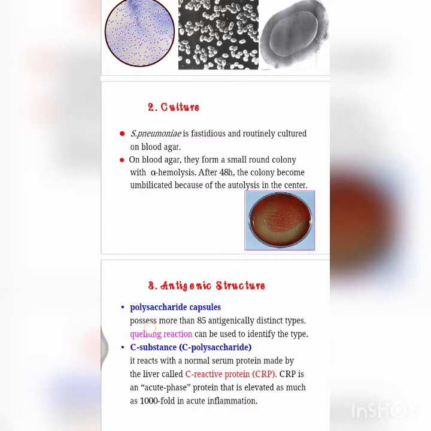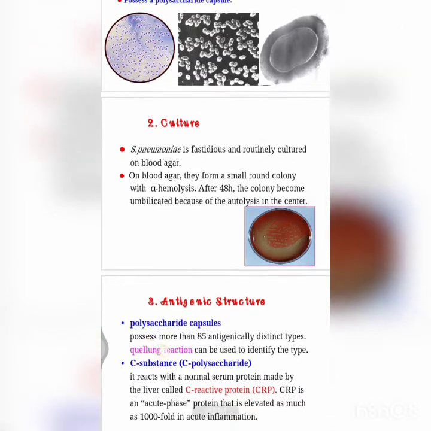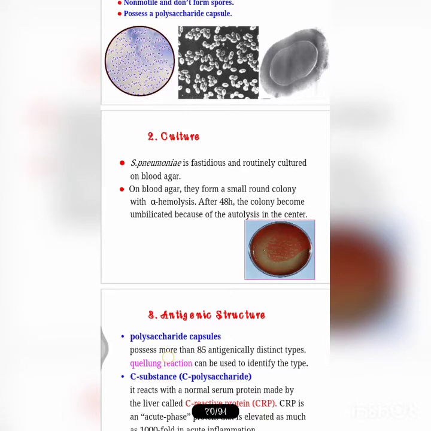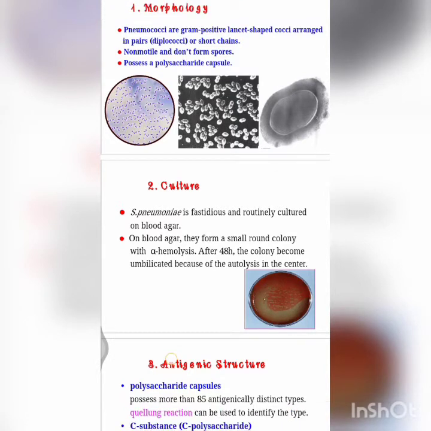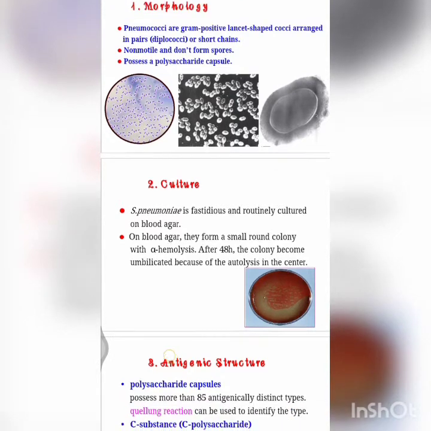And next, coming to the cultural characters, they are aerobes and also facultative anaerobes. Their growth can be improved by adding 5 to 10% carbon dioxide. The scientists who first found this were Pasteur, Sternberg, and also Frankel and Weichselbaum. They first found the relationship between pneumococci and pneumonia.